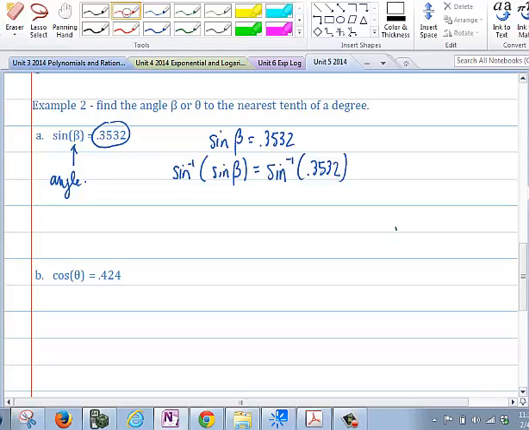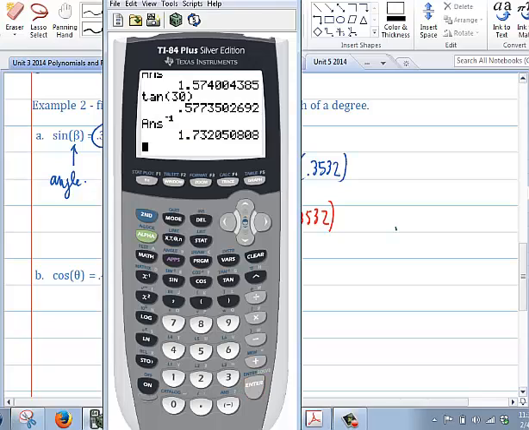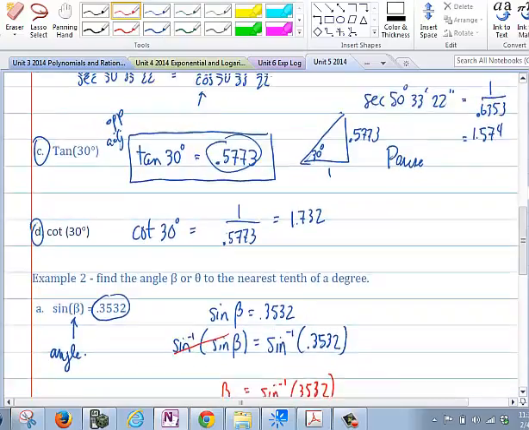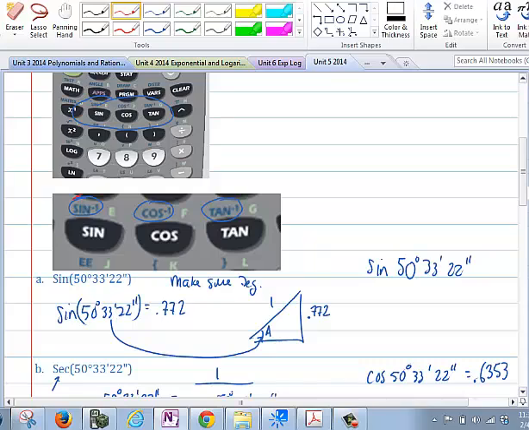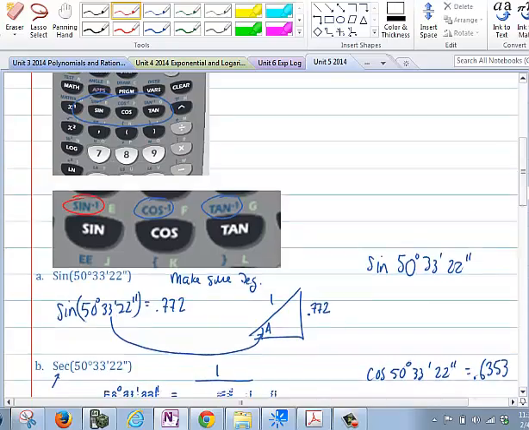And as you can see here, the inverse sine would cancel with the sine function, leaving you with beta equal to the inverse sine of 0.3532. And on your calculator, you would use the inverse button. Now, if I go back to the original area where we looked at the calculator, notice this is the inverse key. So you have to use that. That's the area of the calculator you have to access, the inverse sine button.